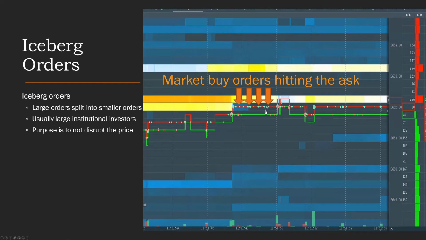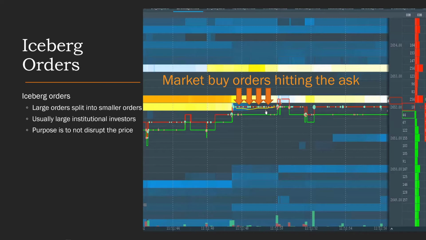So this red line is the ask, this green line is the bid. These little dots are market orders, so they're market buying off of the ask. So you see all these little orders? Instead of buying one huge order that makes the price do this, they're just buying little bitty orders, bam, bam, bam, trying to catch new sellers so as not to disrupt the price.